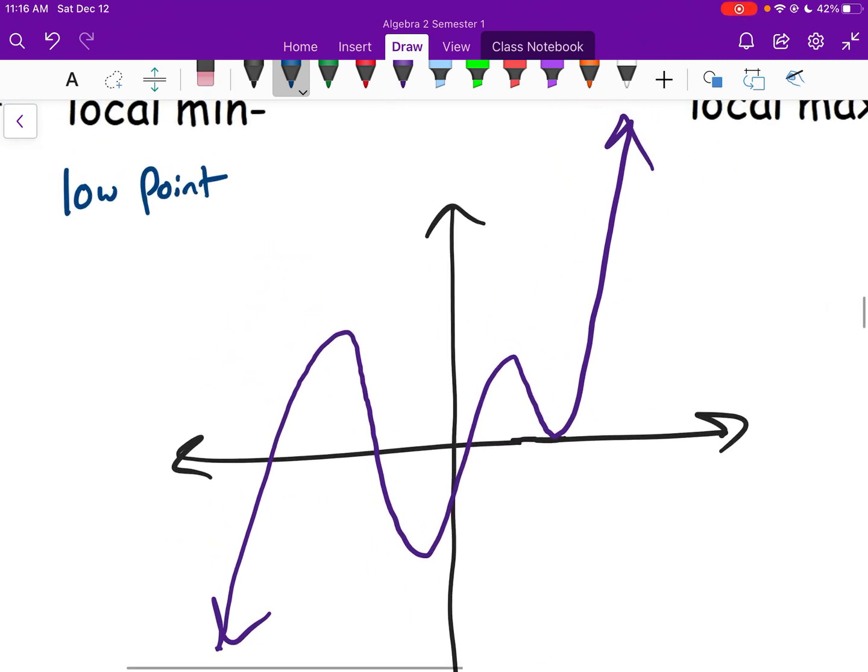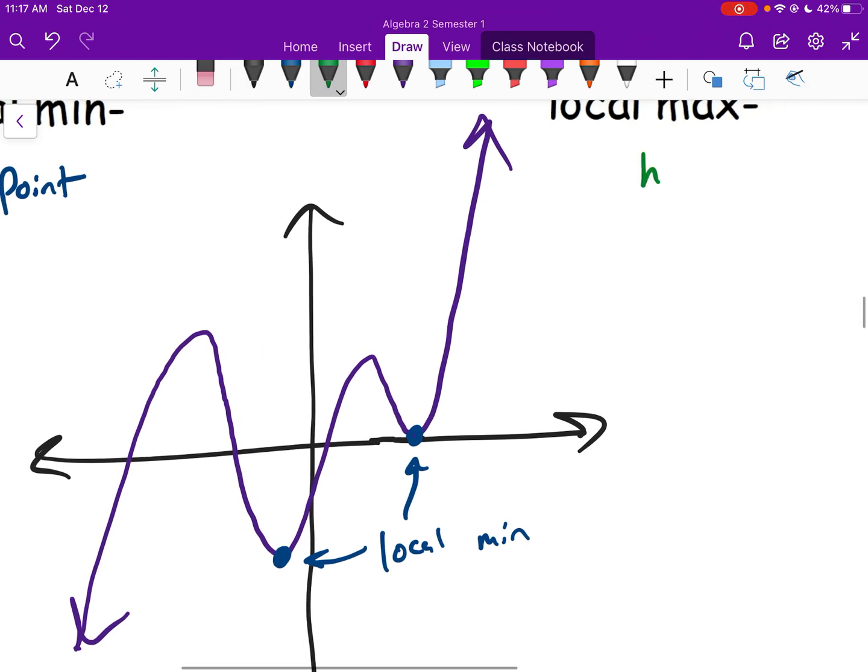So when we're looking at this, it's just a random graph here. A low point, a local min, you're going to be going down to up, so a local minimum would be there and there. So those are local mins. And when I ask for local minimums or local maximums, all I'm looking for is the y-coordinate of that point. All right, so for a local max then, you're looking for a high point. So we're going from up to down. And in this case, I have two of them. And again, when I ask for these, I am just looking for the y-coordinate of that point.